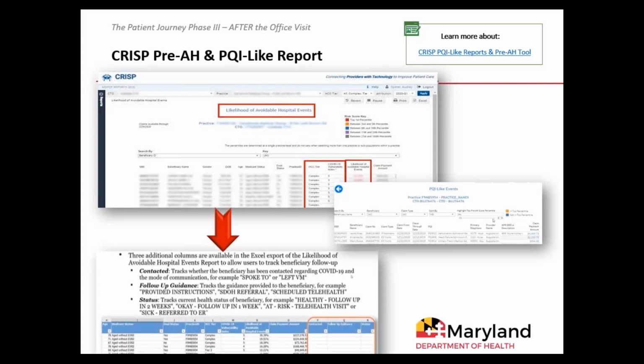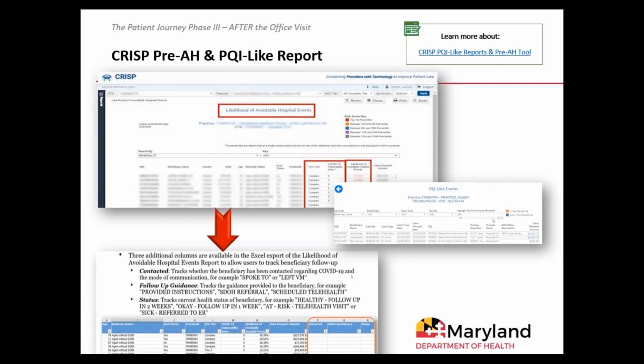One thing I like about it that is an enhancement is that now you can download it as a spreadsheet, and you can look at the likelihood of avoidable hospital events and sort it by your highest risk patients, so you can actually have the other columns to check off if you contacted them, there was a follow-up, or the status of the patient, so that you're actually following up as needed.